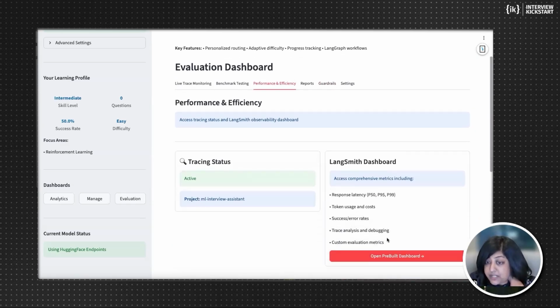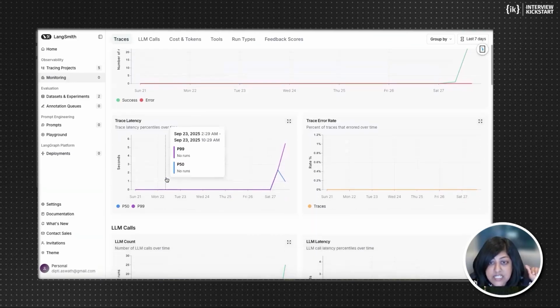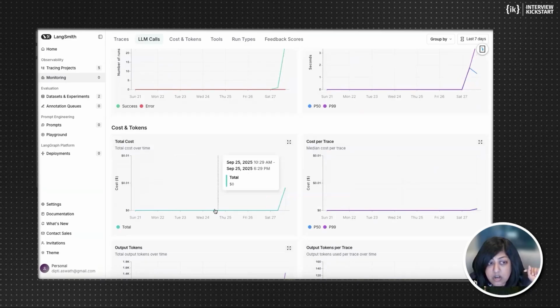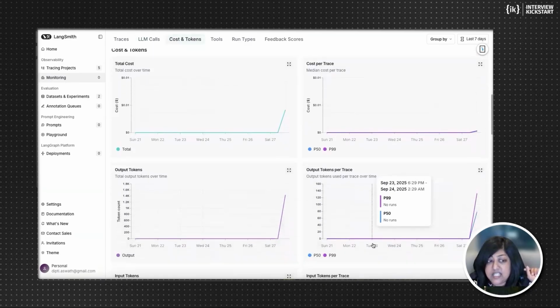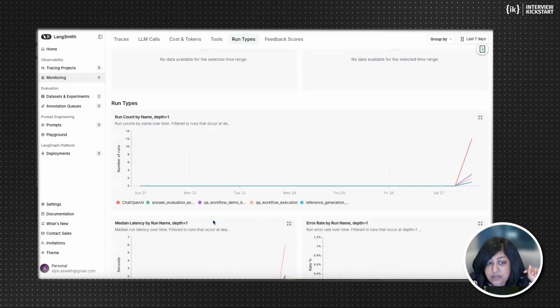Okay. All right. So the other one is performance and efficiency, right? Remember the system performance metrics, the latency metrics, the time to generate the first token, the success and error rates, the response latency. This I link to the LangSmith dashboard, which has already been generated on the fly, thanks to my LangSmith traces. Okay, and there we go. It's loading. So you'll see the trace count, the trace latency, the error rate, number of LLM calls. This is my total cost over time, cost per trace, and how many output tokens were generated, and then these were the run types, right?